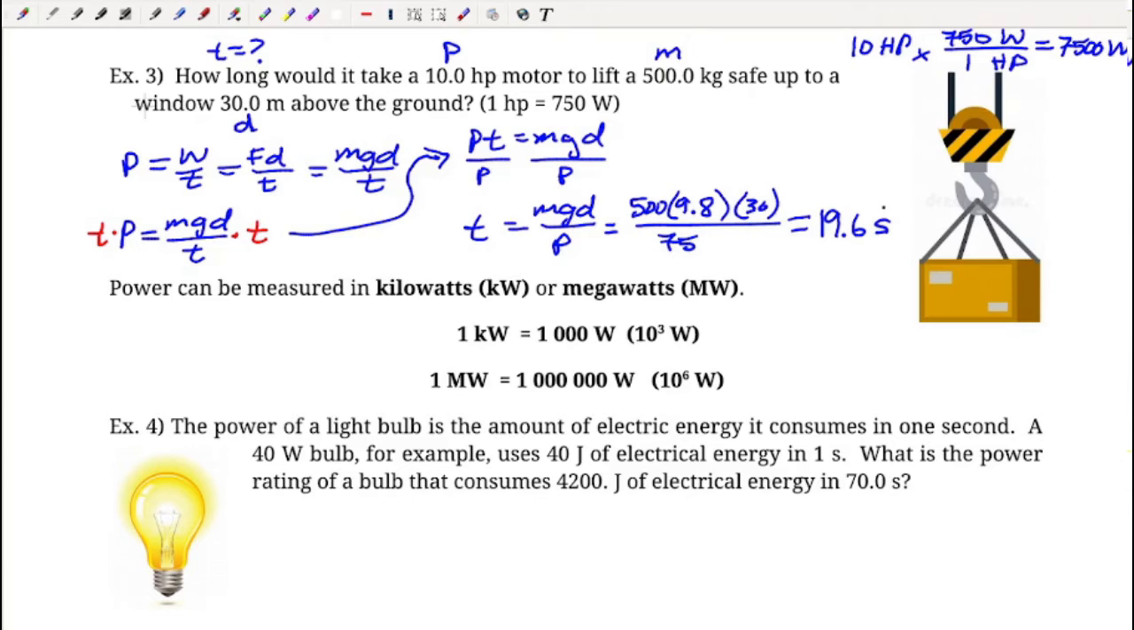Let's take this to the next step. Power can be measured in kilowatts or megawatts, just like we can convert any other of our base units. So again, these should be on your formula sheet. That a kilo is 10 to the 3, that mega is 10 to the 6, the same way that those prefixes work for a kilometer or a megameter, if you like. So sometimes we need to be able to convert these just like we would any other base unit.